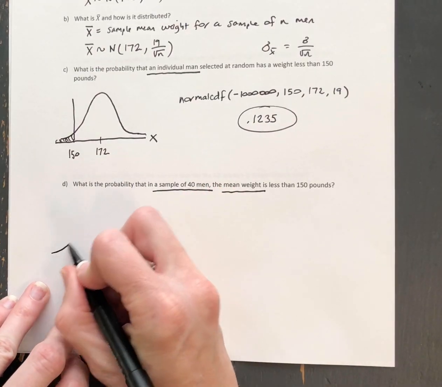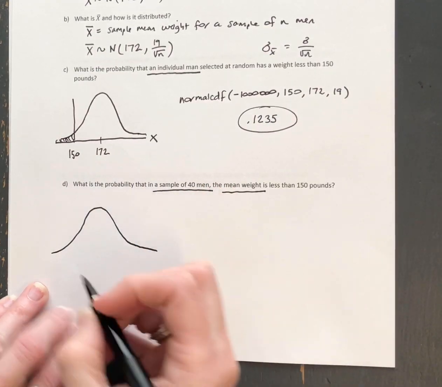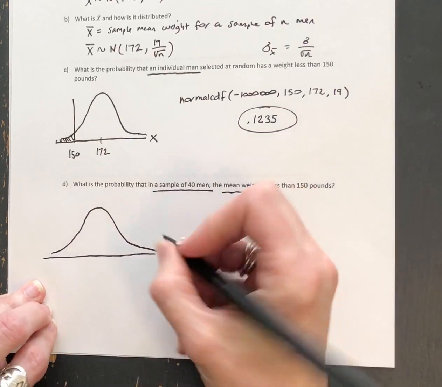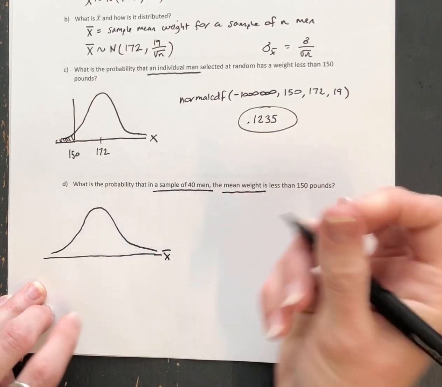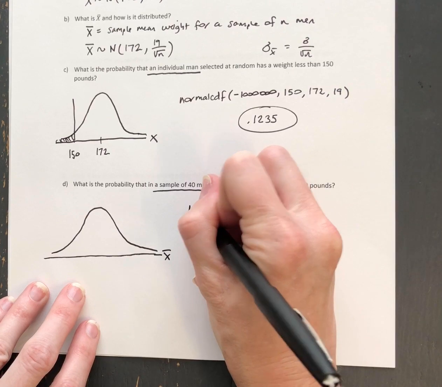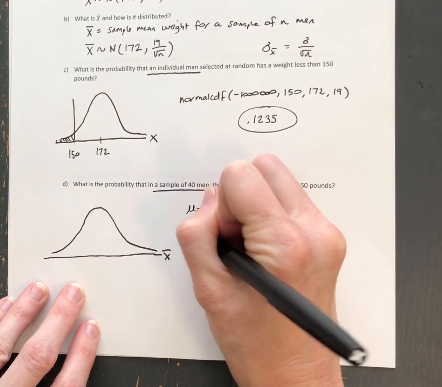So this time we're no longer looking at the distribution of X, we're looking at the distribution of X bar. So we need the mean of X bar and the standard deviation of X bar.